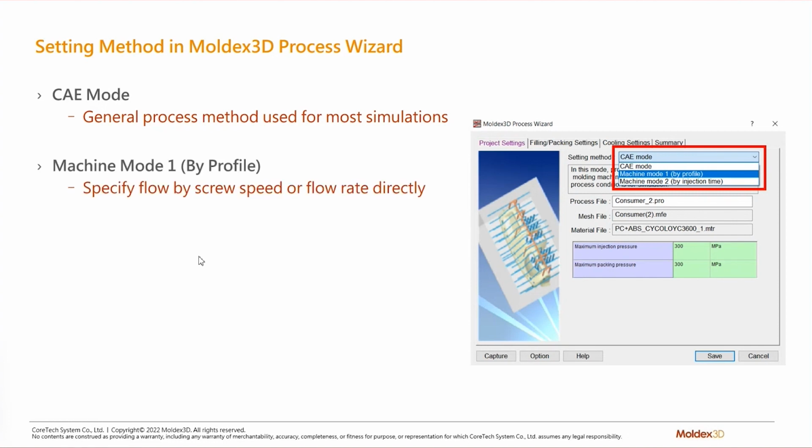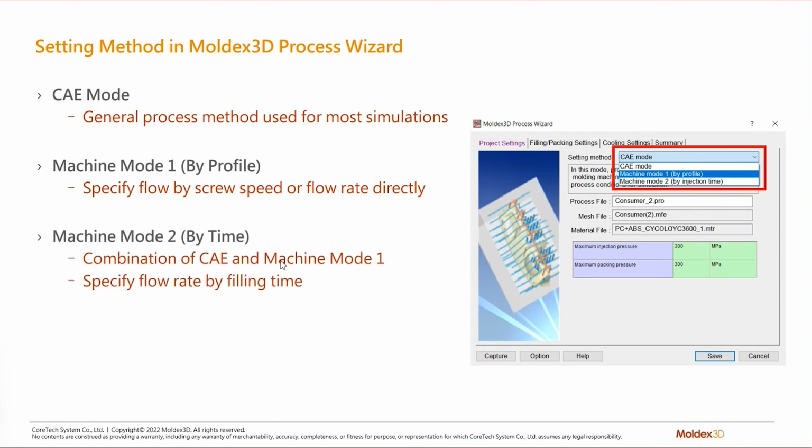Machine mode 1 is going to be used to specify the flow using a screw speed or a flow rate directly, whereas CAE mode will usually be using more of a filling time. You'll be specifying in machine mode with more of the machine characteristics. And then machine mode 2 is kind of a combination of CAE mode and machine mode 1, which, as we'll see throughout this session, isn't really necessary. It's pretty rare that anybody will use machine mode 2, but you can specify the flow rate by using a filling time, which is kind of useful in some situations, but it's pretty niche.